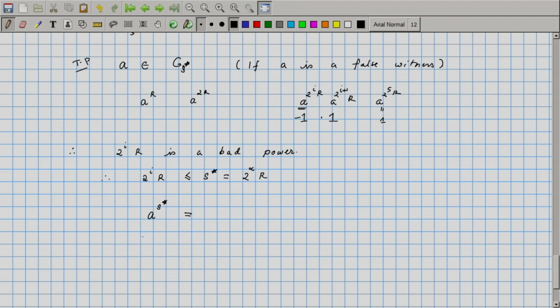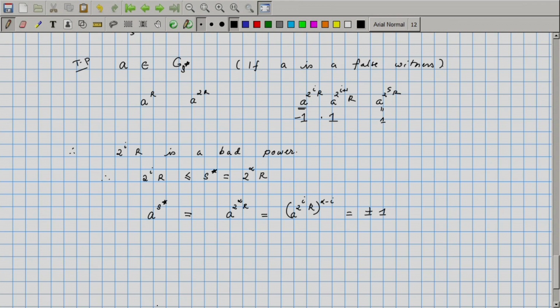So, this entire thing, a raised to S star, would be a raised to 2 raised to alpha r, which is equal to a raised to 2 raised to I r, the whole raised to alpha minus I. Whatever, this is coming after 2 raised to I, so this is going to be equal to plus or minus 1. So, this would imply that a must belong to G S star.